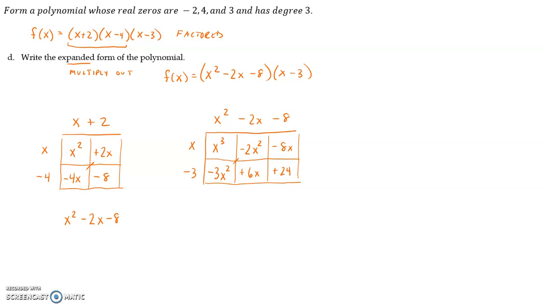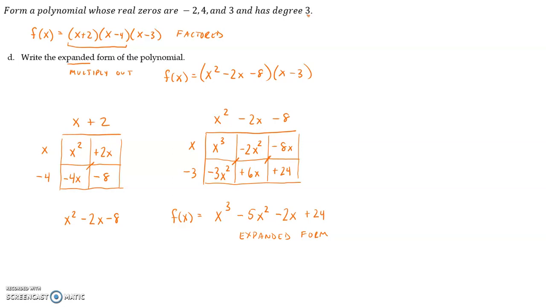You'll notice that your like terms are here on your diagonal. So we can go ahead and combine those. So we've got x cubed minus 5x squared. For our x terms, we're going to get a negative 2x. And then we have our positive 24. So this would be the expanded form of our polynomial. Okay, and you can double check that it matches the information that you started with.